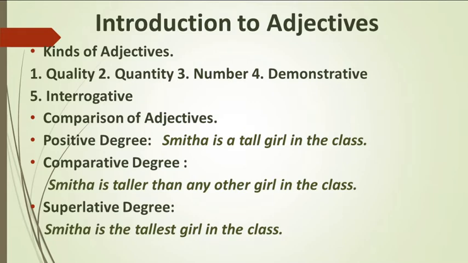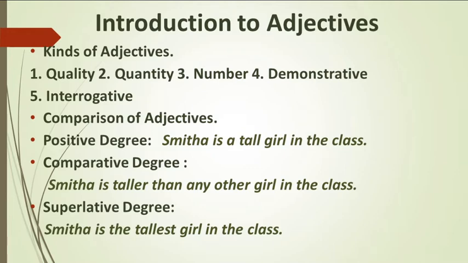And let's look into the last one, superlative degree. Example, Smita is the tallest girl in the class. Here, the adjective tallest tells us that of all the girls in the class, Smita has the highest quality of tallness. So, in a sentence, if an adjective denotes the highest degree of quality and is used when more than two things are compared, then it is called the superlative degree of an adjective.